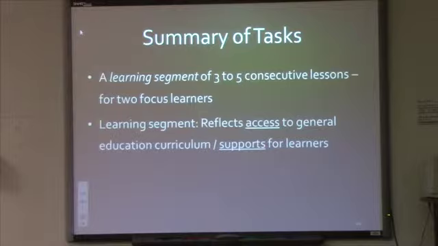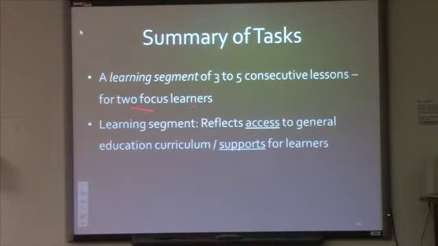So it reflects access and supports for the learners. So in those learning segments, you have to focus on or write enough so they can say to themselves, when they're reviewing your edTPA, how did this educator provide access for these learners to this curriculum? And by providing access to this curriculum, were there supports that were necessary? And naturally, you have to have supports. Otherwise, there will be no need to provide access. Does that make sense? So you really have to focus on both. It can't be just one or the other.